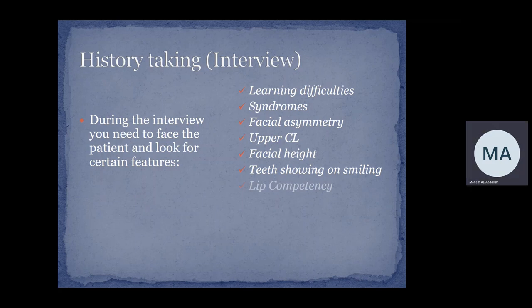So it's important while you're asking the patient's name and age, you check for lip competency, you check for learning difficulties, as we said, syndrome, facial asymmetry, upper central line, facial height, teeth showing on smiling, teeth showing at rest, also important information that you can actually get before you start the proper clinical examination, and these can be confirmed during the interview and during the clinical examination.